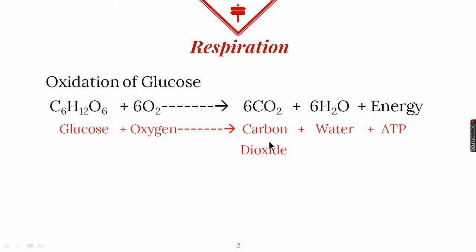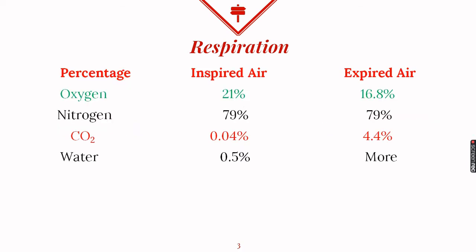Now this carbon dioxide and water, they are the byproducts, they are not needed in the body. So they need to be thrown out, and the only thing we need here is this energy in the form of ATP. One more thing we notice from here, that from the air that we have inhaled, we have used oxygen and we have produced more carbon dioxide and water. As a result, our exhaled air is not the same as the air that we inhaled.